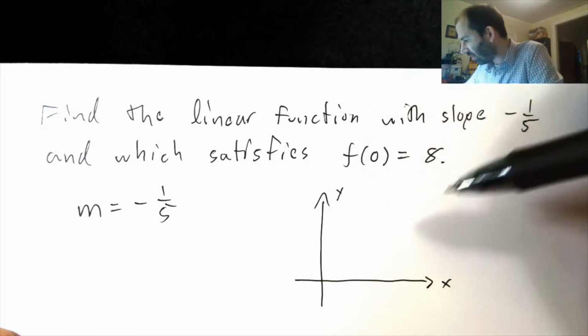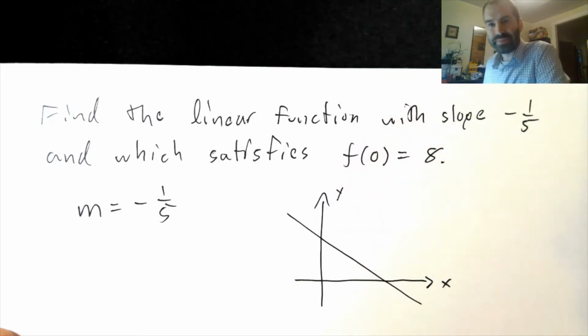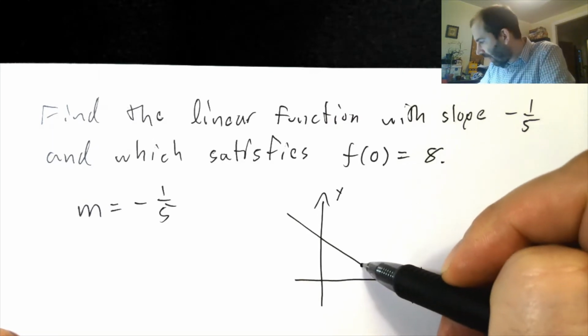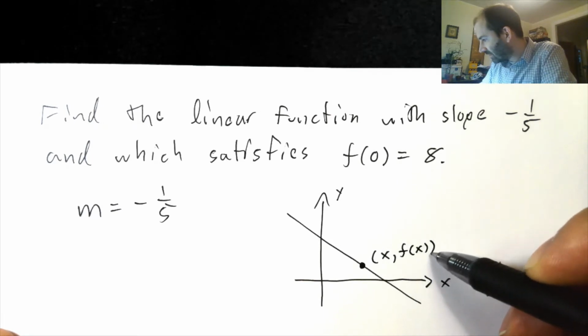It's got a negative slope, so I know the line's decreasing, right? So let's just draw a line like this. Now remember, how do I get the graph from the function? Well, any point on the graph is of the form x comma f of x, right?